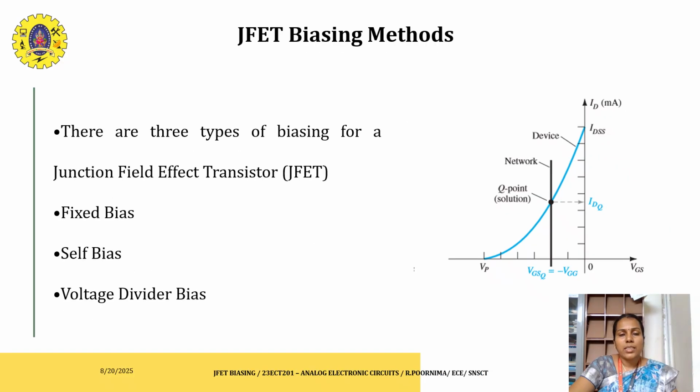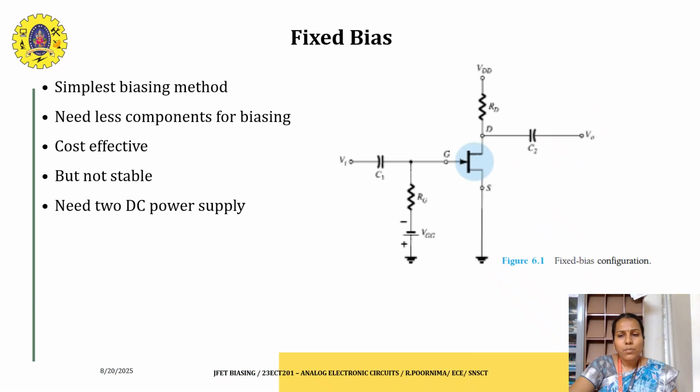Next, let's see the biasing methods for JFET. Mainly there are three basic types used for biasing the junction field effect transistor: fixed bias, self bias and voltage divider bias. These are the three basic types of biasing methods. Let's discuss them one by one.